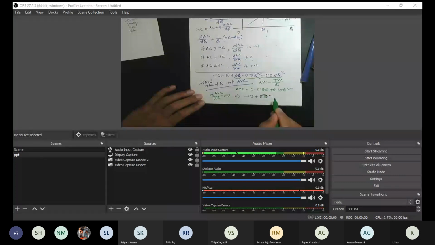0.1 Q equal to 0. Means your Q equal to 9. When you produce 9 unit of output, your AVC will be minimum at that level. Simple. 2 steps only you will get.